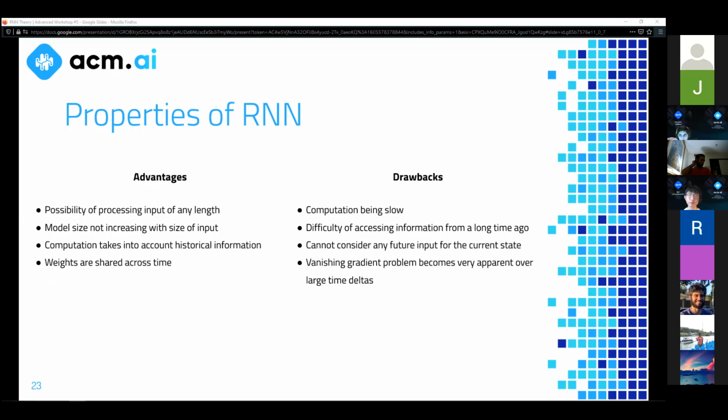Using that hidden state, we can take into account information about the previous inputs as well as the current input. And again, the weights are shared across time, and so that doesn't increase the size of our model when we increase the size of our input.